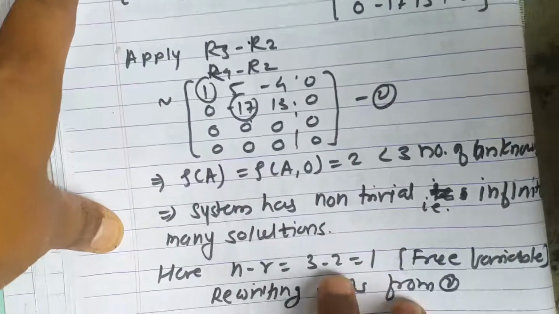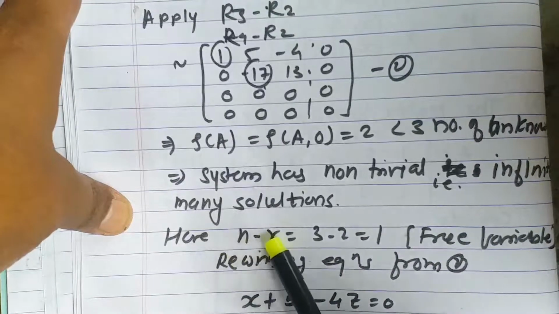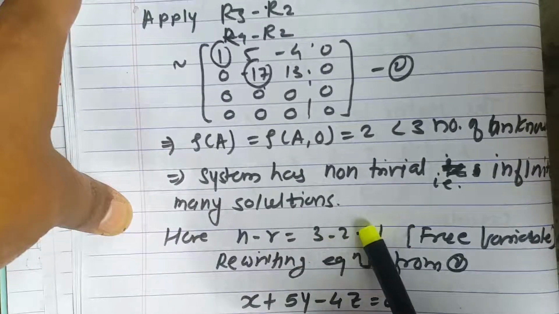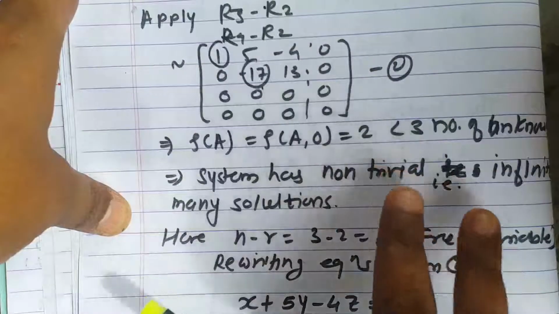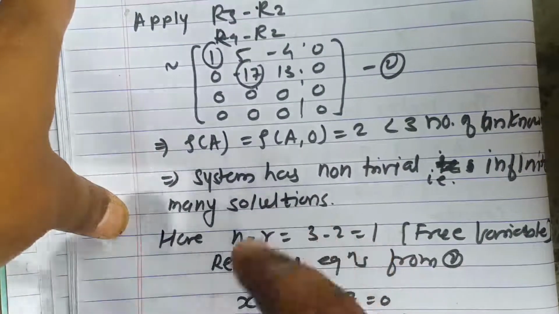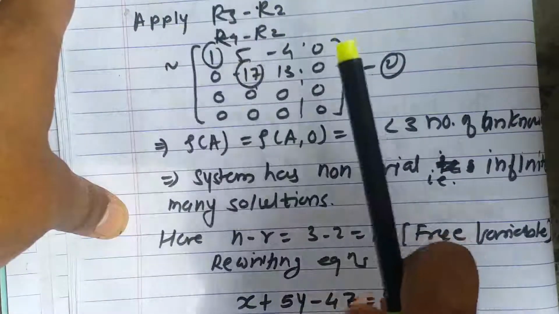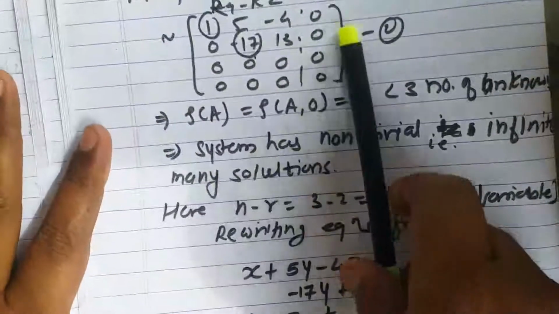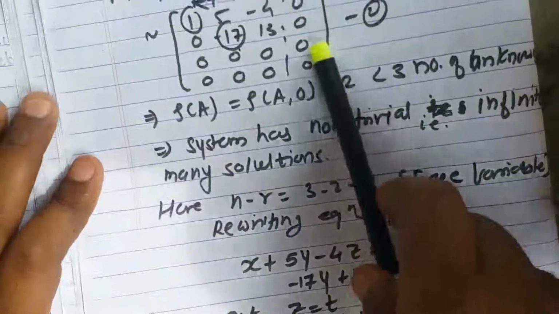Okay. Now, whenever we have infinitely many solutions, we determine this difference. The difference of n minus r. n is the number of unknowns, r is the rank. So the difference here is 3 minus 2 is 1. So one variable, one unknown, we can assign a parameter. That is, one variable is a free variable, you can say. Free variable means out of 3 unknowns x, y, z, to any one we can assign a parameter t. Okay, new parameter.